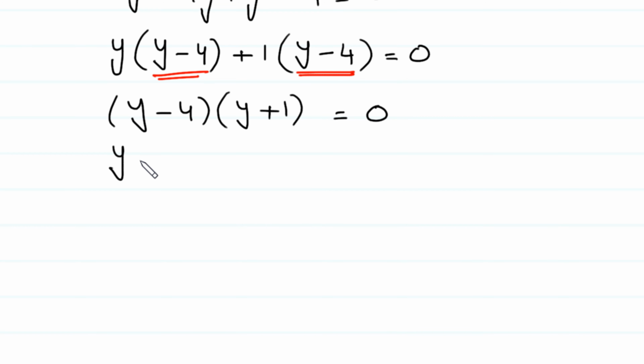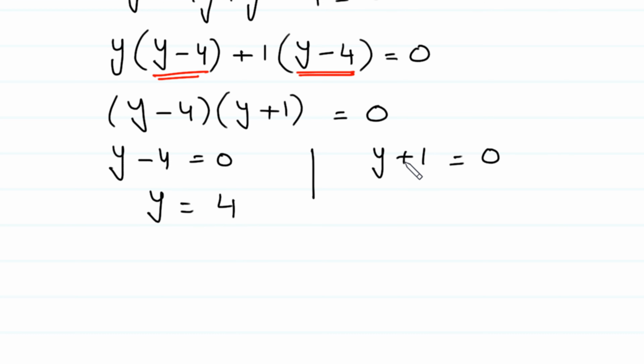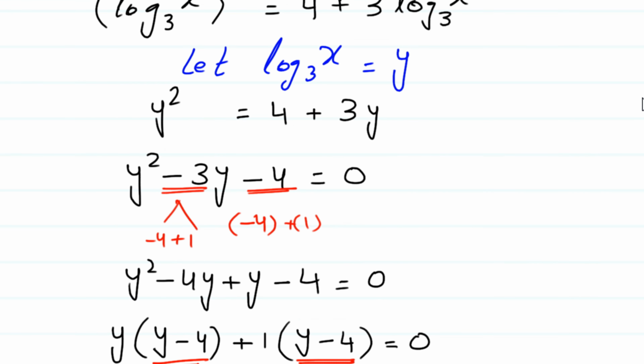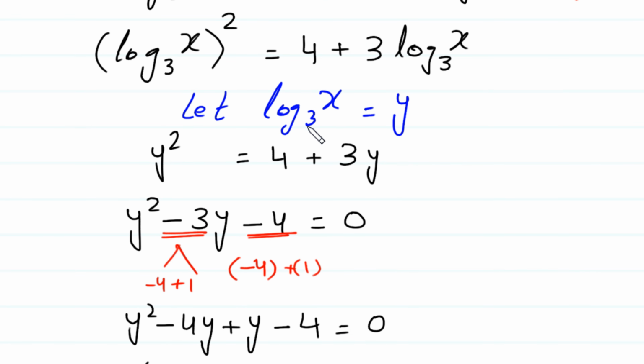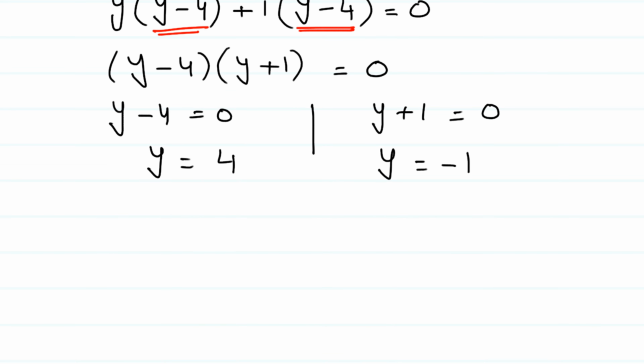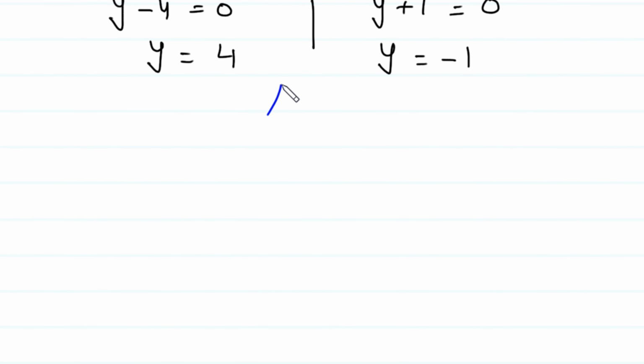Now either y minus 4 is equal to 0 or y plus 1 is equal to 0. From here y is equal to 4, and from here y is equal to minus 1. Now recall that we have supposed log of x to the base 3 is equal to y. In this equation, first we put this value of y, 4.